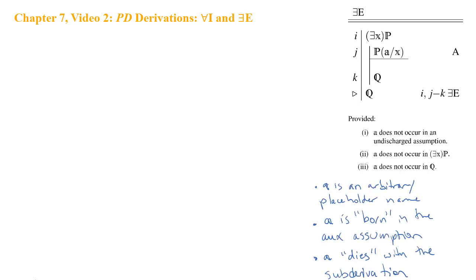What's going on here with all these restrictions is that we want that constant A to be a totally arbitrary placeholder name for the some x that is P. We want it to be an arbitrary placeholder so that we know nothing about this A. It's just a name that's playing a role in the derivation. We use it for the course of the subderivation until we get to a Q that does not contain A.